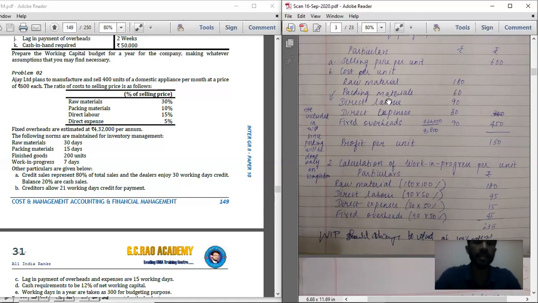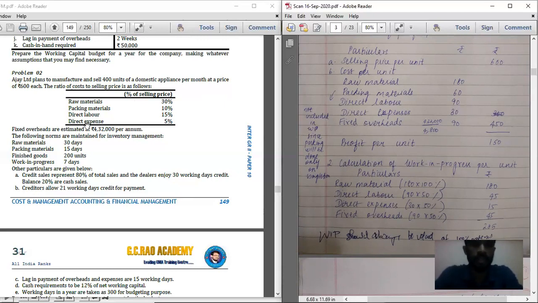And next is packing material. Packing material is 10% of selling price. So 600 into 10%, which is rupees 60. Inner amount column, 60. And next is direct labor. Direct labor is 15% of selling price, which means 600 into 15%, which is 90 rupees. Inner amount column, 90.